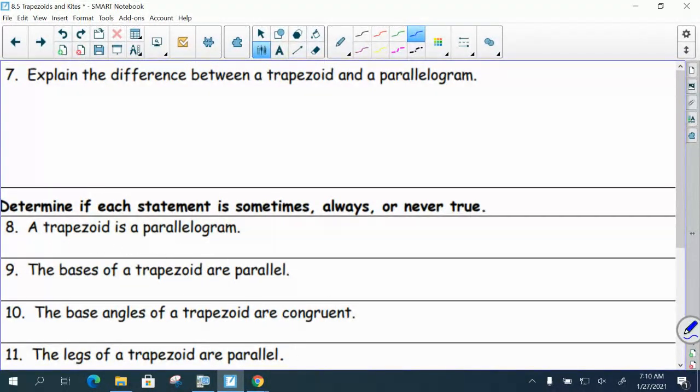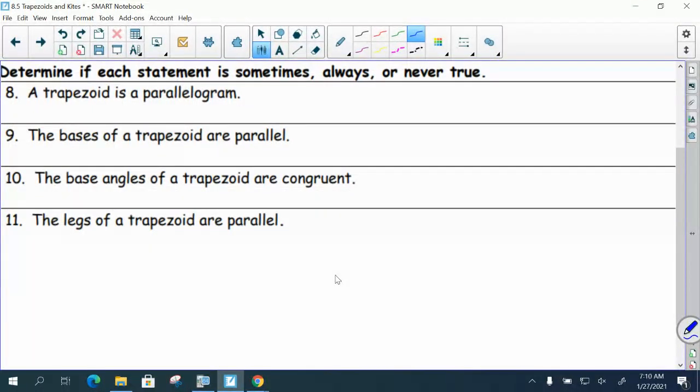Actually, I'm going to let you guys do this one in the Edulastic tomorrow. So if you wanted to get a head start thinking about this, you can pause the video and write what you think your answers are, but I'm going to skip it for now.